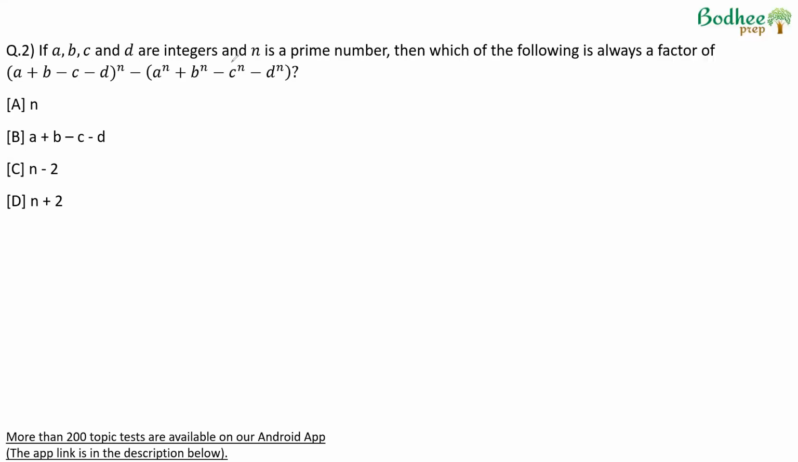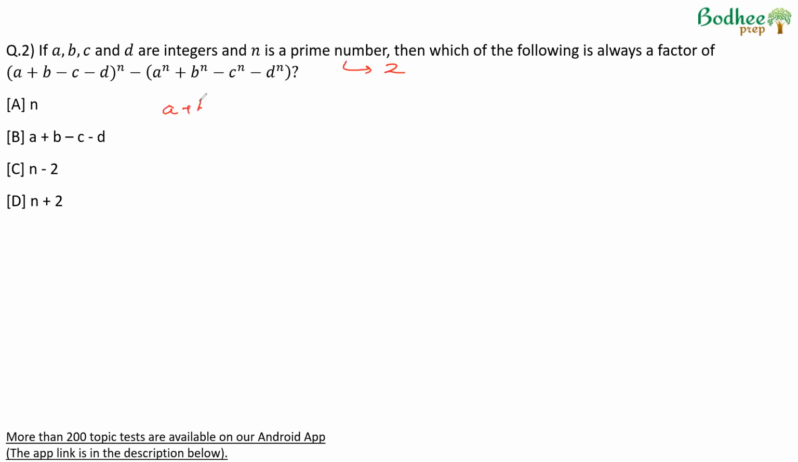If A, B, C, and D are integers and N is a prime number, which of the following is always a factor of (A plus B minus C minus D) raised to power N minus (A raised to power N plus B raised to power N minus C raised to power N minus D raised to power N)? And N is a prime number. Let me take N as 2.